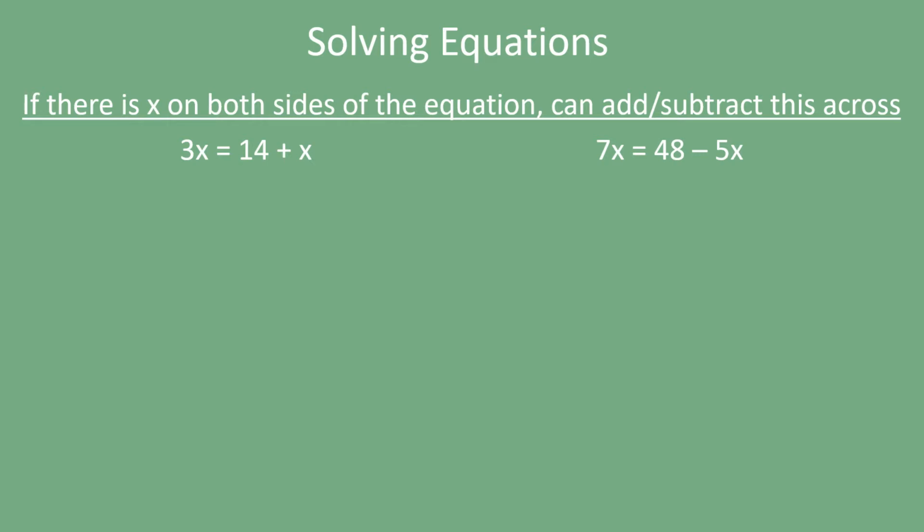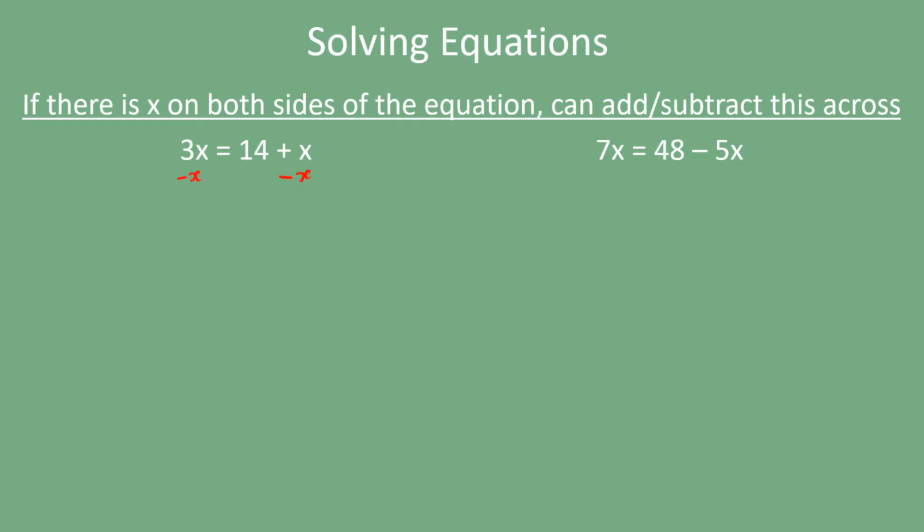First one, we've got 3x is 14 plus x. Make sure you copy these examples down too. And we generally want to look where the highest positive amount of x is. There's 3x on this left side and only 1x on this right side. So we're going to try and get our x's across to the left. So we're going to subtract x from both sides.